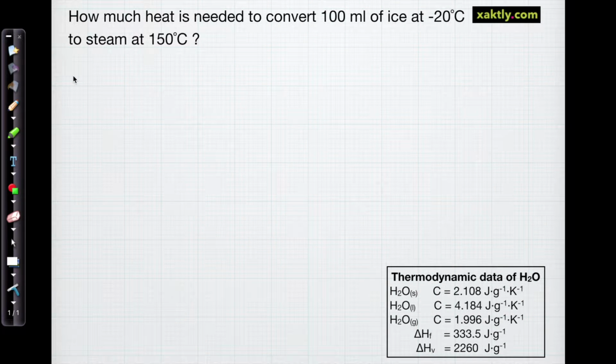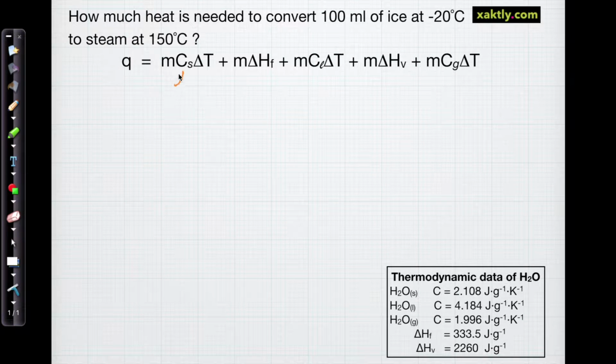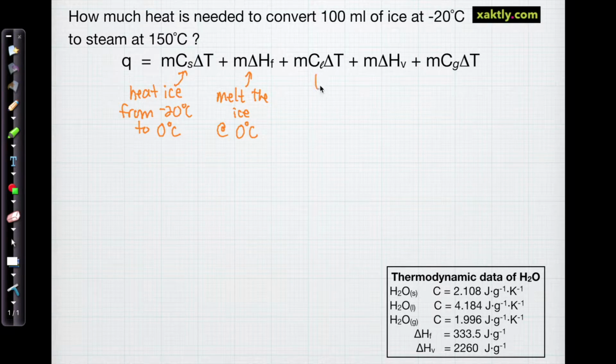Okay guys, here's a heating problem that's a little more complicated, but it's not really complex. We're going to heat ice at minus 20 degrees C through its phase transition to liquid, heat that up to the boiling point, 100 degrees C, and then vaporize it into steam, and then finally heat the steam from 100 to 150 degrees C. So this is a multiple step problem.